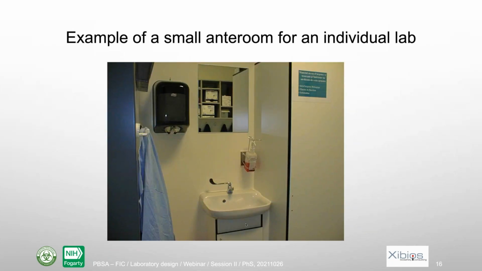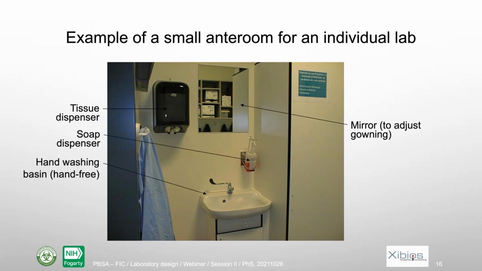This is an example of a very nice anteroom. It does not have to have the same level of finish, but you see a number of things there. First, you have a hand washing sink. In this case, it's not manually operated, and then everything that goes together. Some soap, tissue dispenser, and also a mirror, which could be helpful for gowning, for instance.